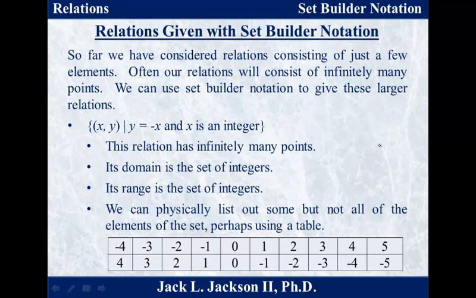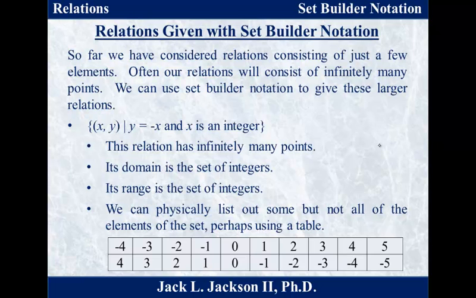Alright, we can also use set builder notation that we discussed in an earlier section. So far we've considered relations just consisting of a few elements, but often our relations will consist of infinitely many points. And we can use set builder notation to give these larger relations. For example, the set of all ordered pairs of the form (x, y) such that y equals the opposite of x and x is an integer. So this has infinitely many points.